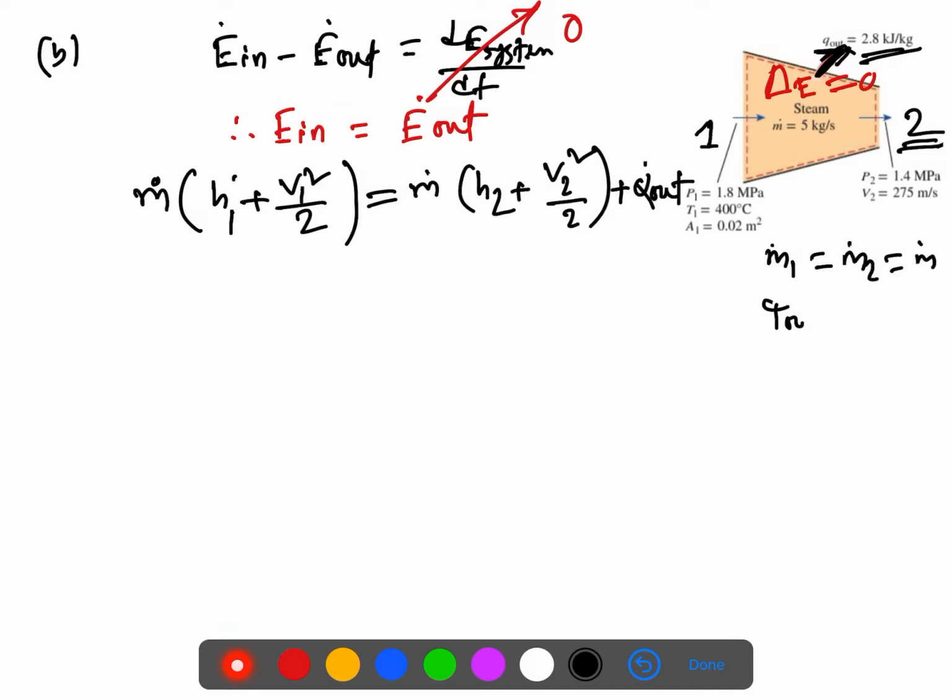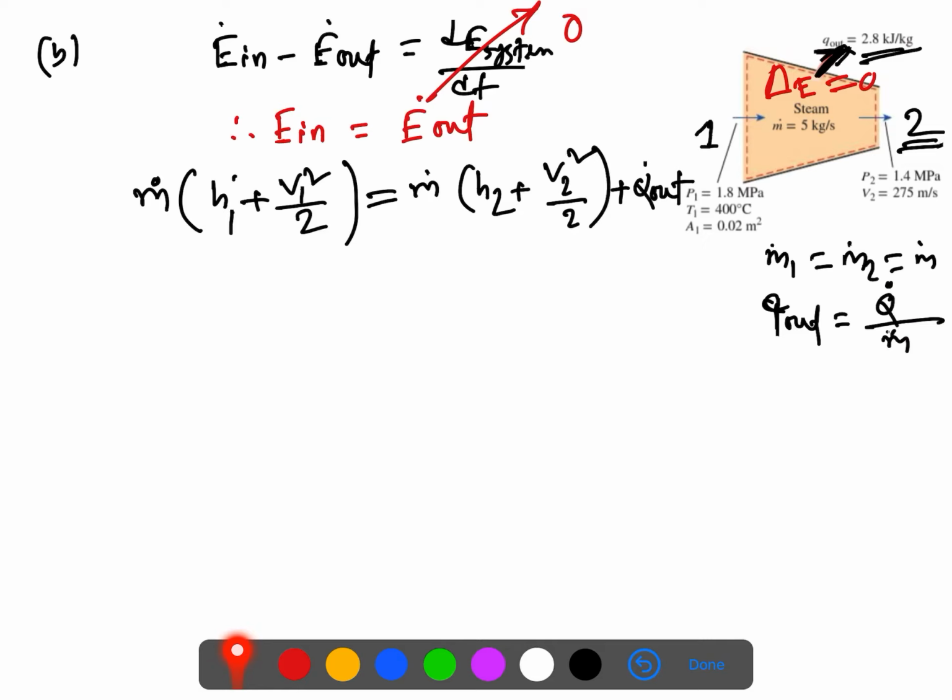So Q out, how will we get it? If we want to calculate Q out, then we need to divide the mass flow rate into the rate of change of heat transfer. So Q dot over m dot. So this is actually the formula.